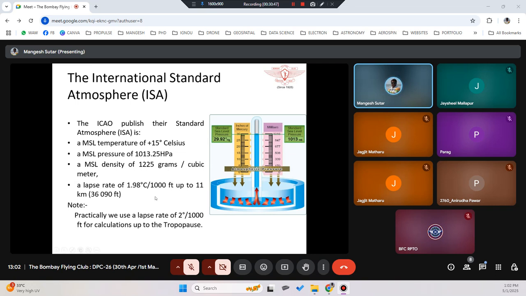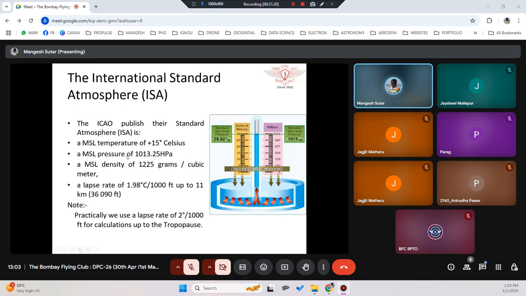So if the normal temperature of Mumbai as of now is, let's say, 35 degrees, every 1000 feet your temperature will drop. If you climb 8000 feet, 8 into 2 is 16 degrees, so subtract that from 35. It will be roughly around 19 degrees. So it will be cold at that location. Okay, so that is how you roughly calculate for the location.